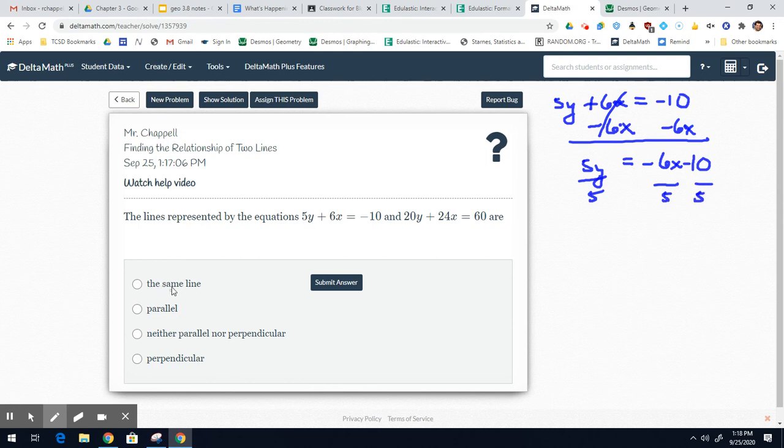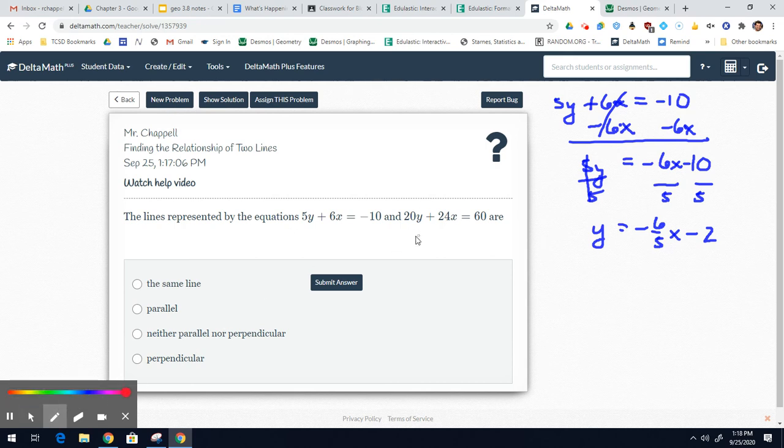And because this does give an option of the same line, we have to now take into account everything. So the 5's cancel, there's y. Negative 6/5 will not simplify. So that's just negative 6/5 x. And now negative 10 divided by 5 will be negative 2. So that is what that line has become. So now we need to compare it to the second line.